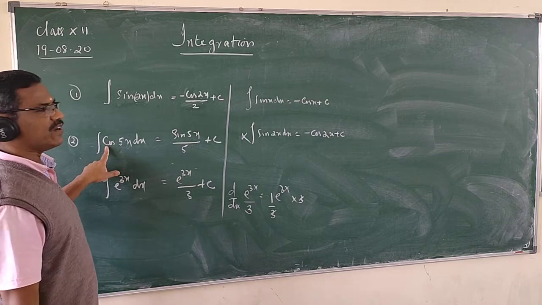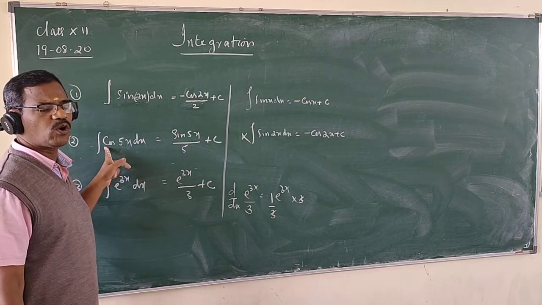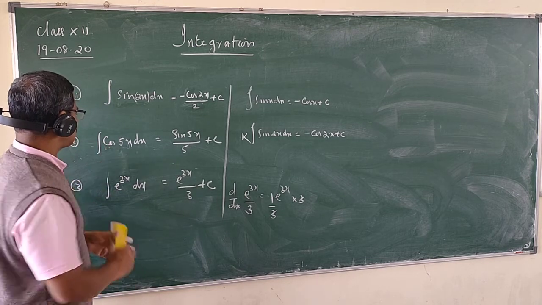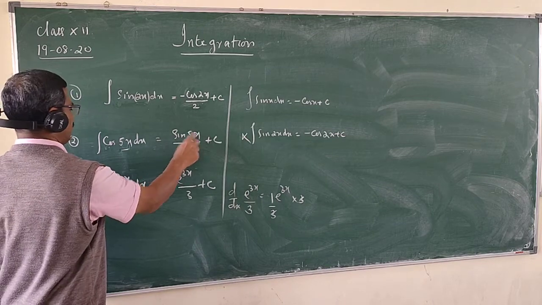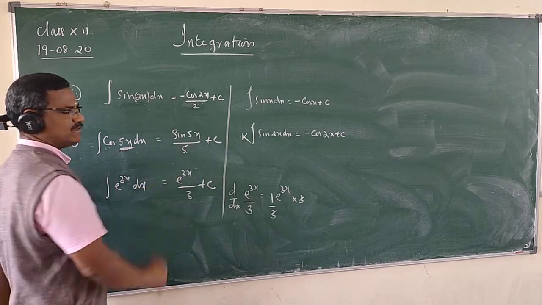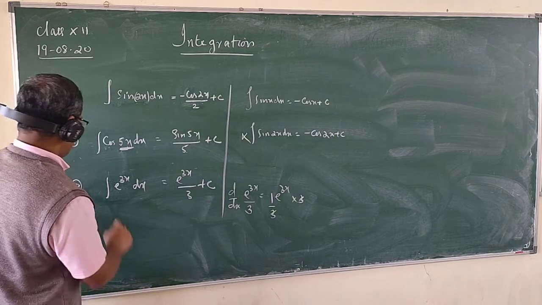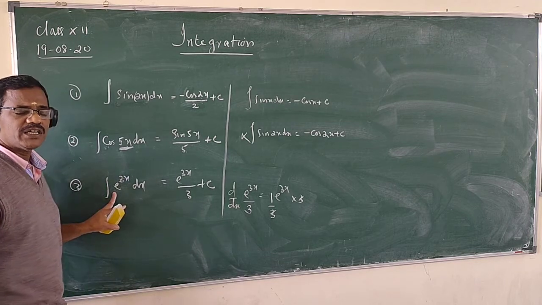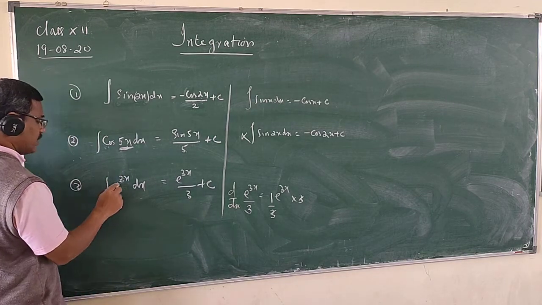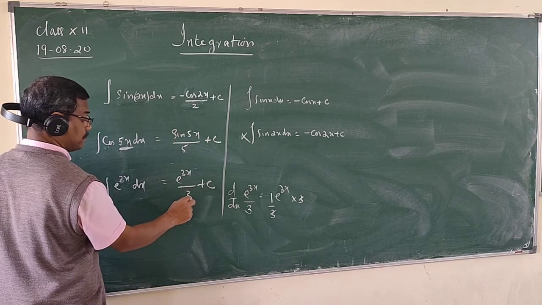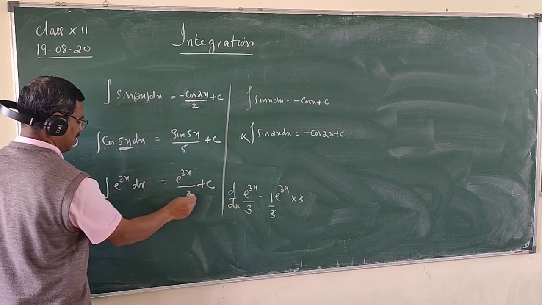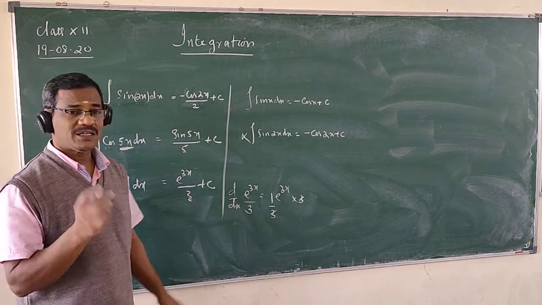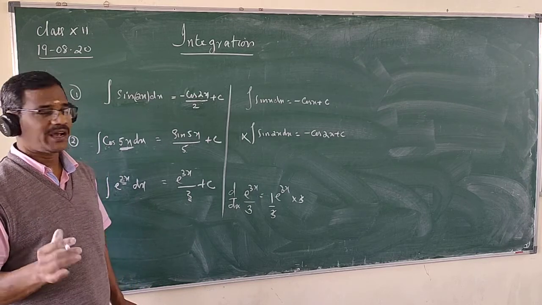See here also, cos 5x. We know the integral formula of cos x is sin x plus c. So for the integral of cos 5x, we write sin 5x divided by the derivative of this expression, that is 5. For e raised to 3x, we know the integral of e raised to x is e raised to x itself. So the integral of e raised to 3x is e raised to 3x by 3. This 3 is the derivative of this expression. So when some function comes, this is the method. But here we should be very careful.